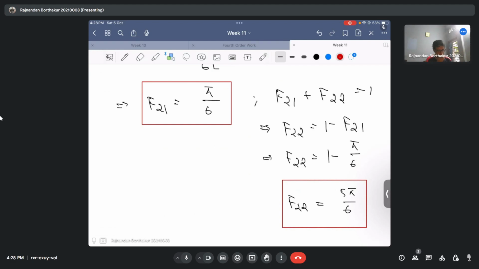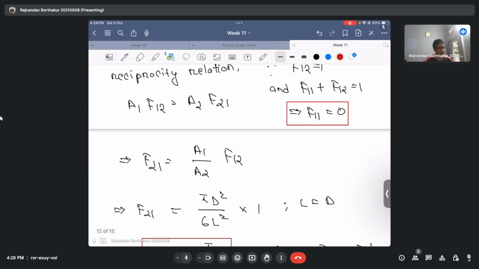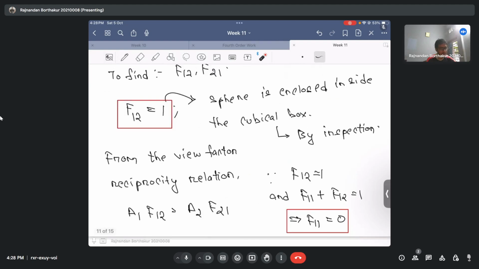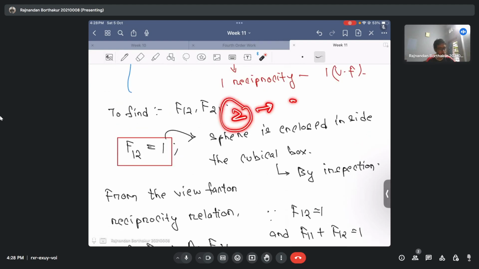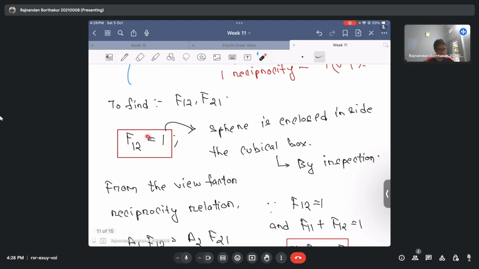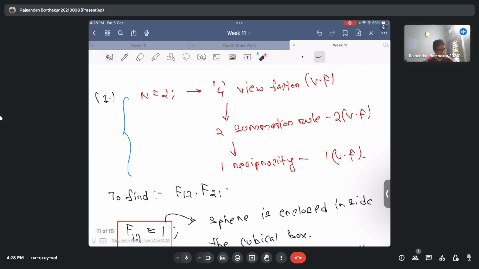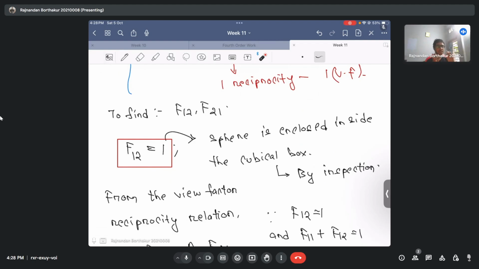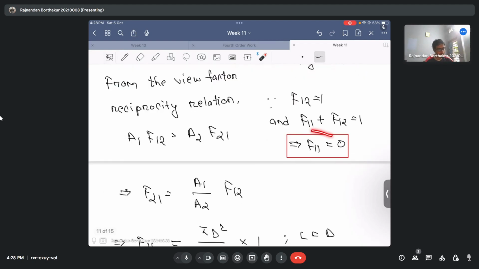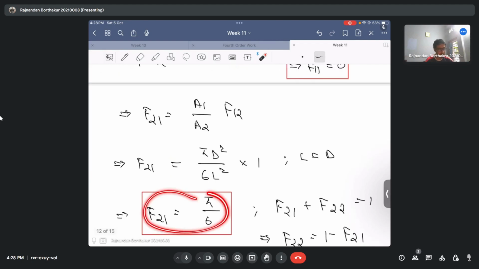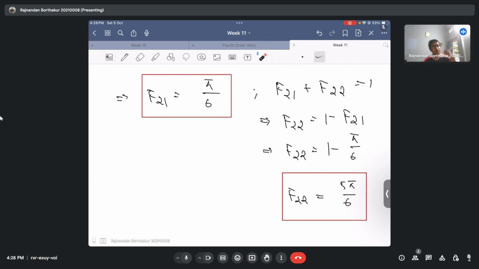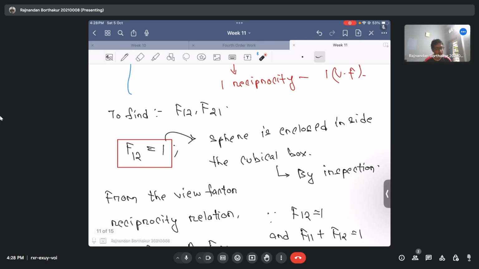Okay, I hope the things are clear. This is a testimony to the fact that if I have two surfaces, I will always have four view factors, which is why I had F12, F11, F21, and F22. Out of these 4 view factors, 3 came from the summation and reciprocity rules. This one came from the summation rule, this came from the reciprocity relation, and this from the summation rule. And one view factor needs to be determined directly, as we just saw. We argued that it is equal to 1 just by inspection.